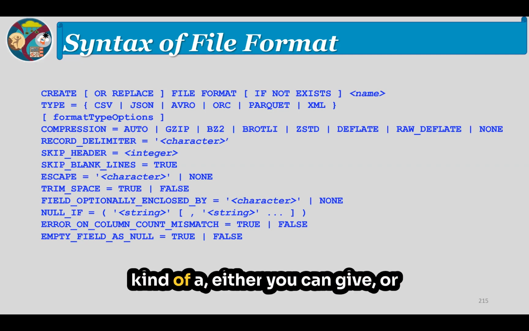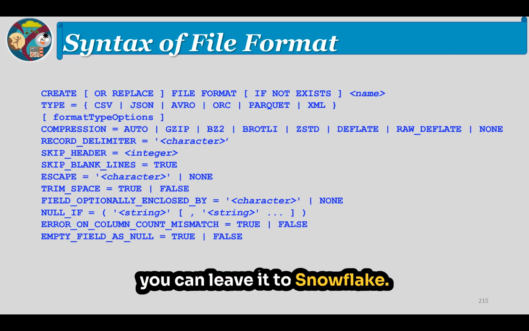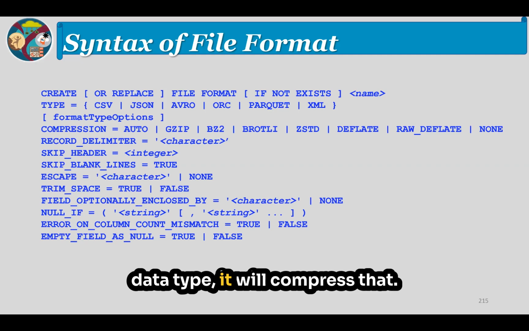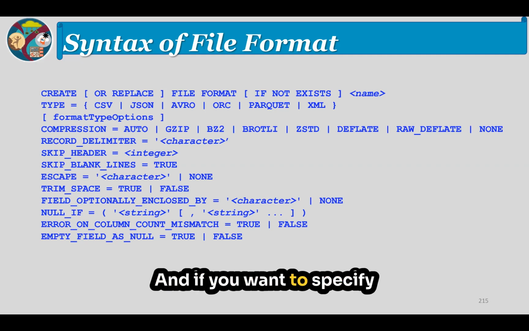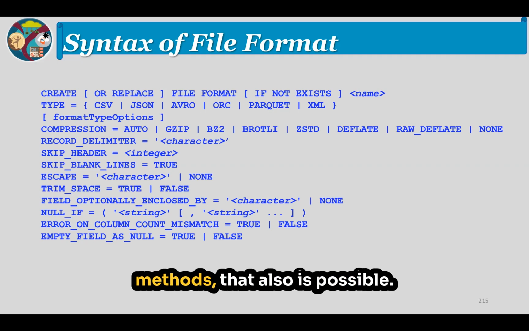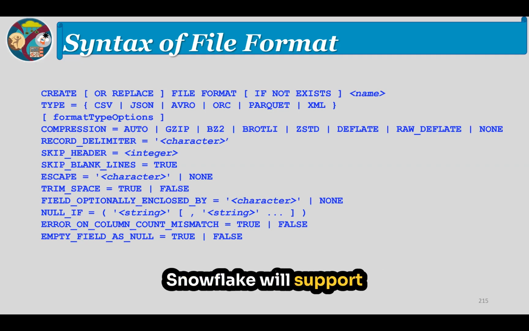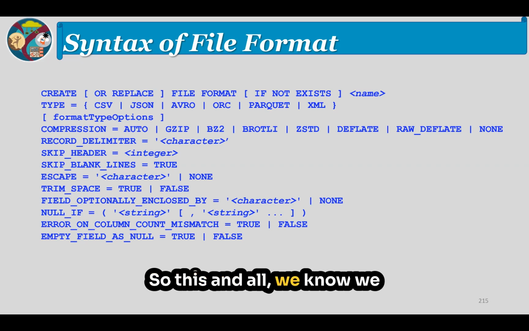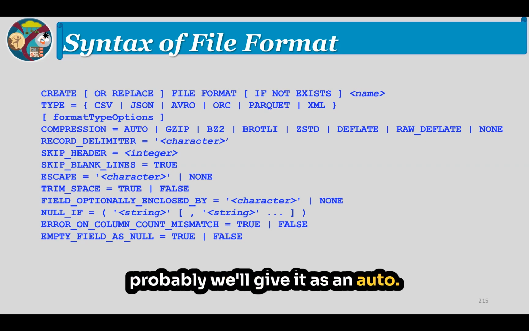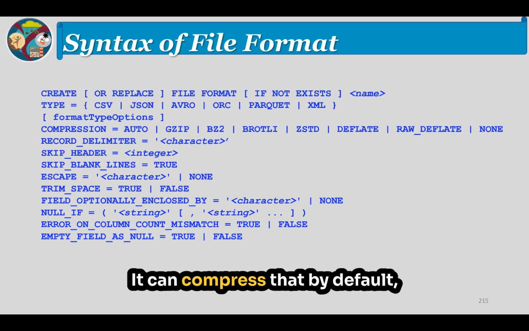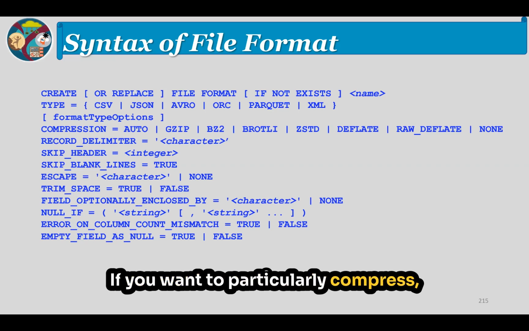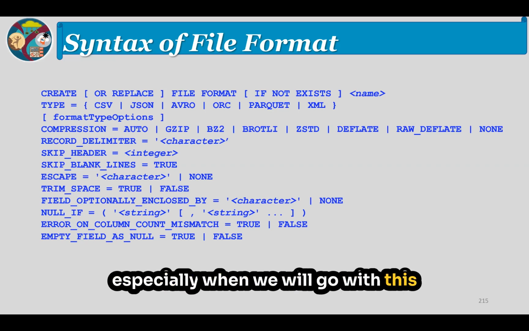Then compression: you can leave it to Snowflake, which will automatically compress based on the file type and data type. If you want to specify particular compression methods, that is also possible. Snowflake supports compression methods like gzip, bz2, brotli, zstd. We are not going to use these. Most probably we'll give it as auto, so that Snowflake, as it has intelligence, can compress by default.